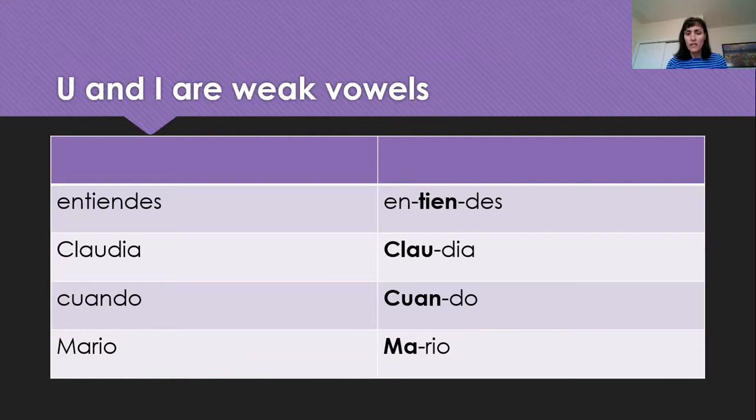Cuando. And Mario, the I and the O work together. Mario. So we're emphasizing the second to last syllable because it ends in a vowel. Repite, por favor. ¿Entiendes? Claudia. Cuando. Mario.